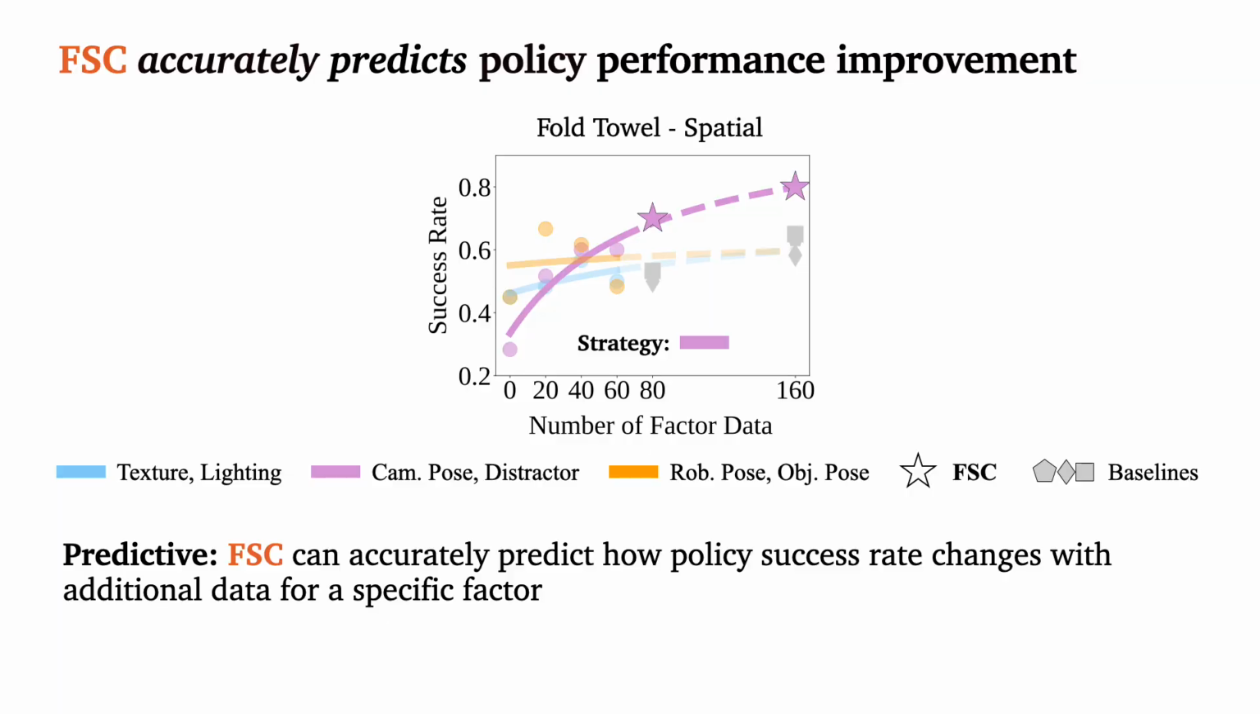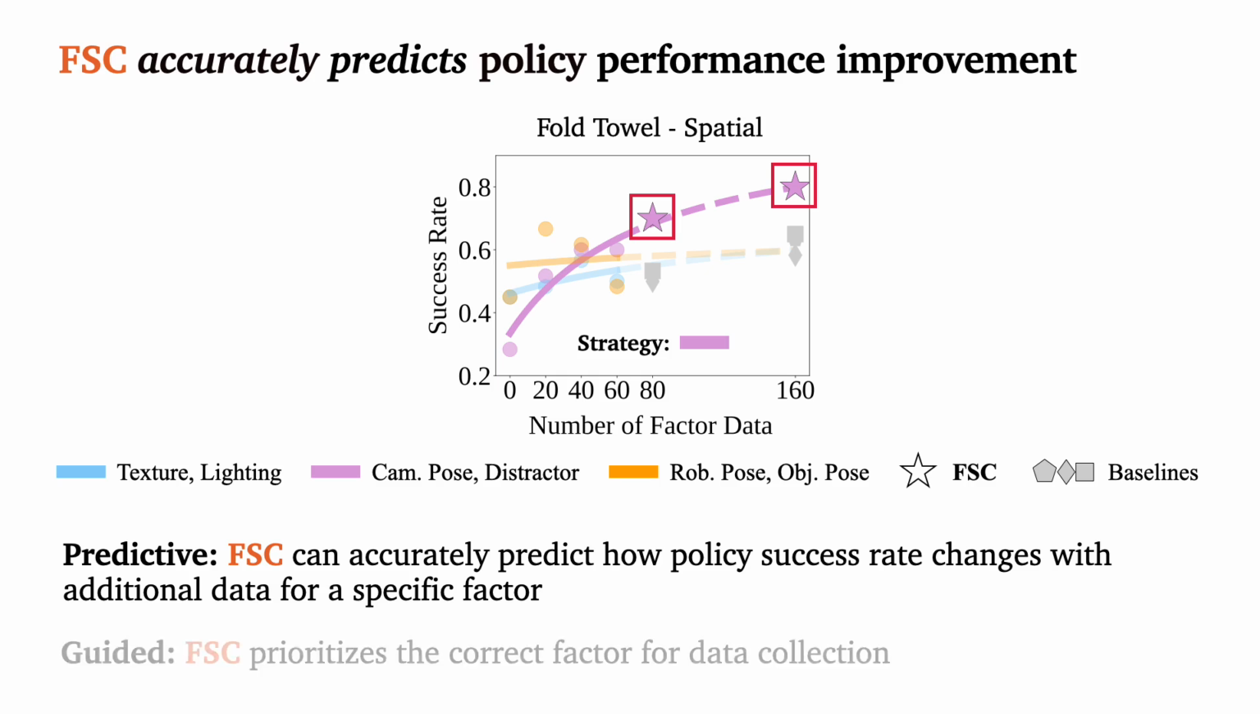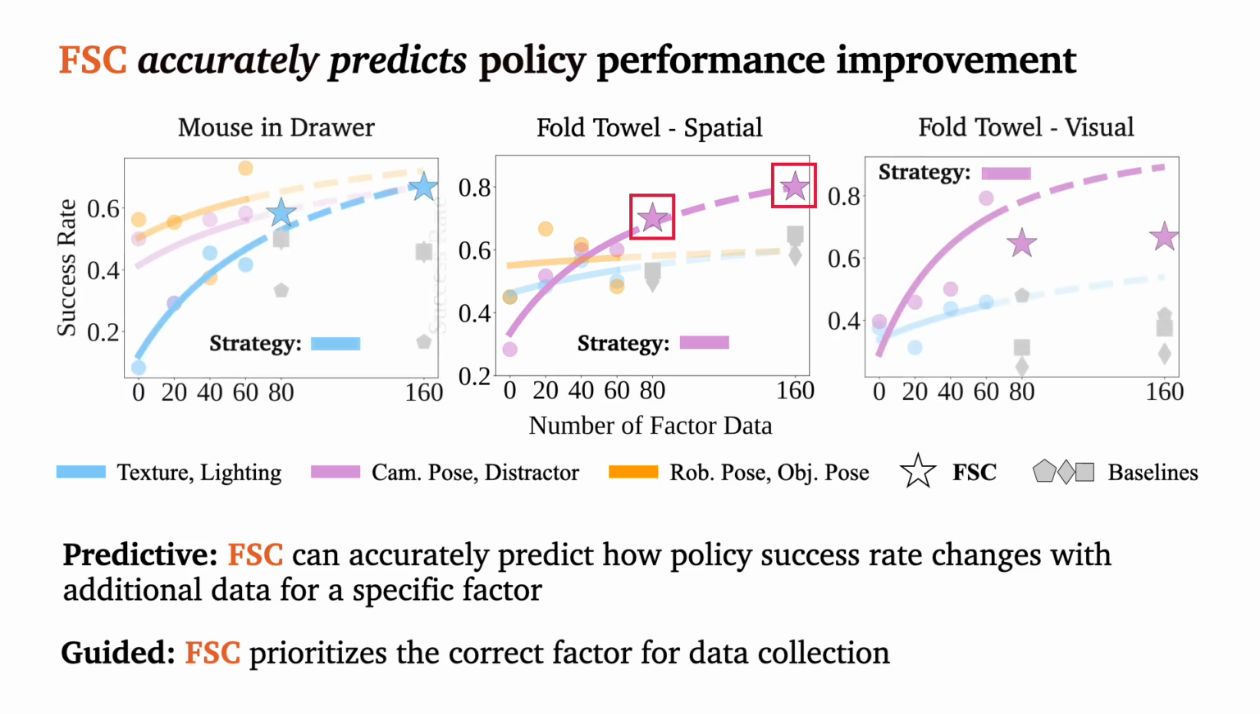One benefit of our method is that it can accurately predict the policy performance improvement. In the fold towel task, the fitted curve can accurately predict the policy performance trained with additional factor data. It also correctly prioritizes the camera pose and distractor factor variation to collect data for, beating the baselines. The same conclusion also holds for other tasks.